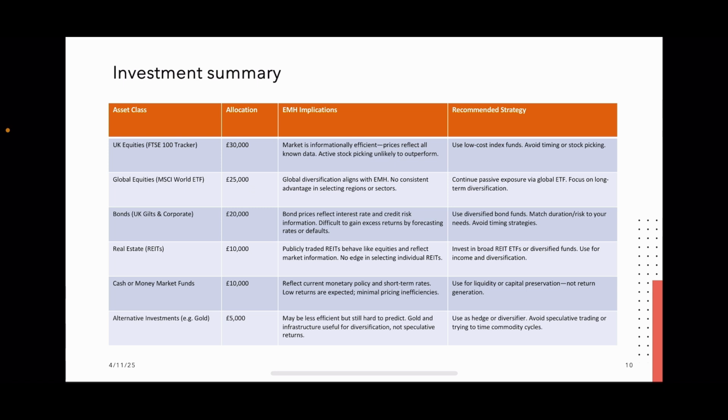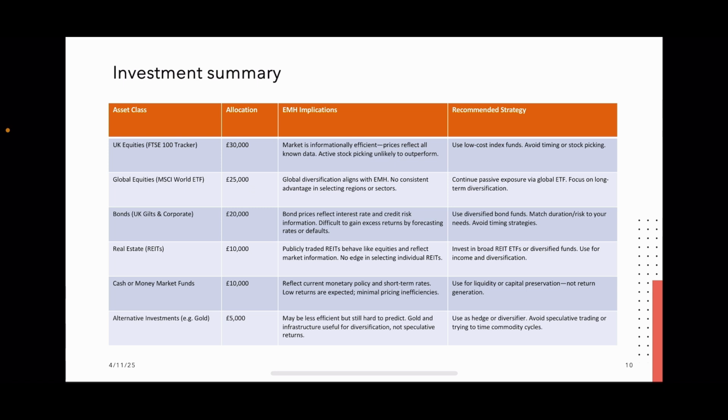Global equities. Implications: the global diversification aligns with the EMH. No consistent advantage in selecting regions or sectors. The recommended strategy is therefore to continue passive exposure via global ETFs and focus on long-term diversification.